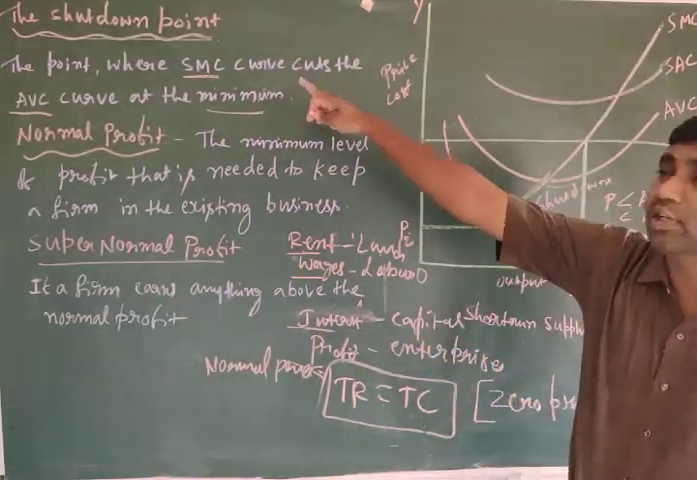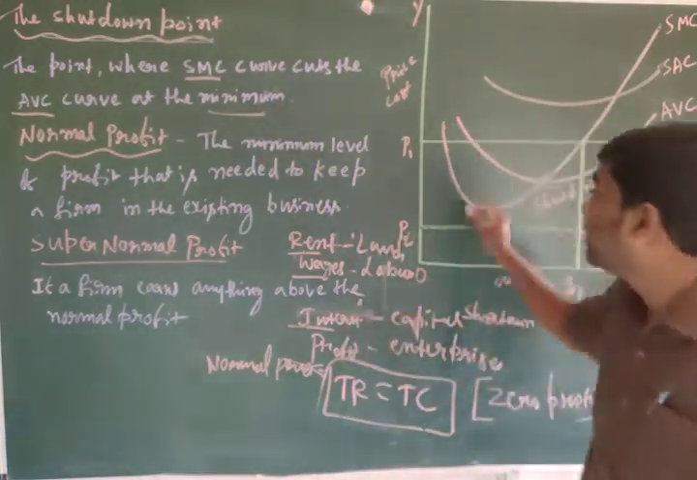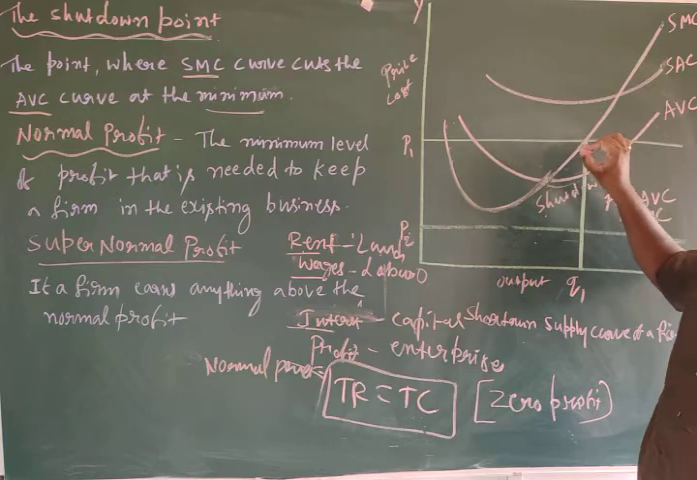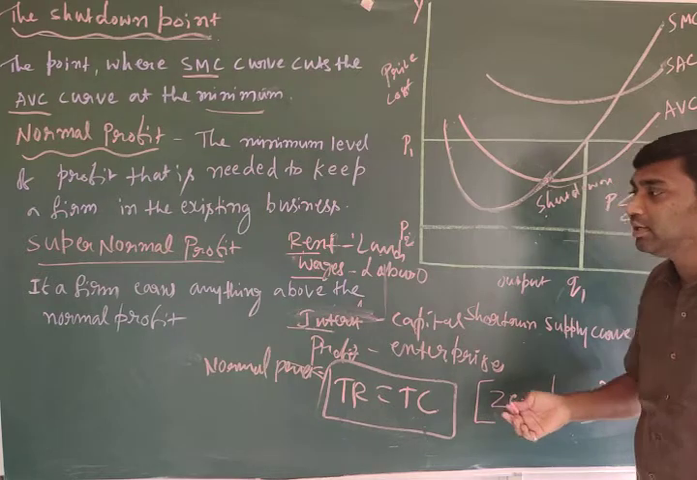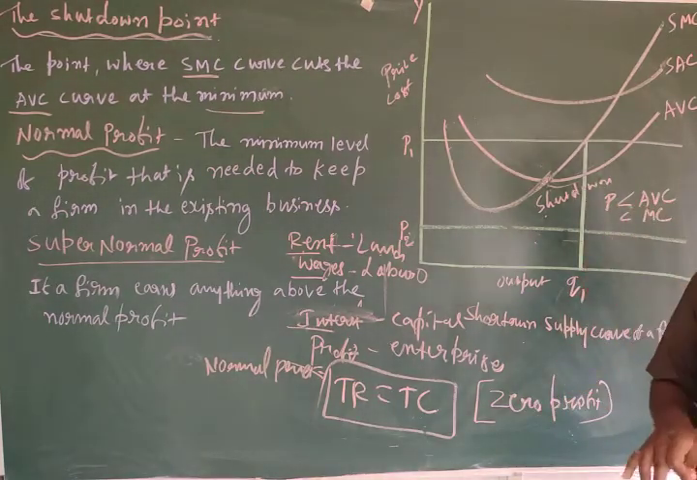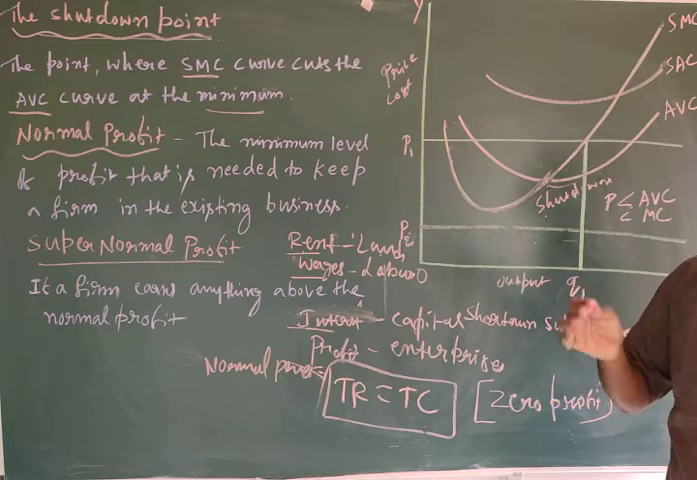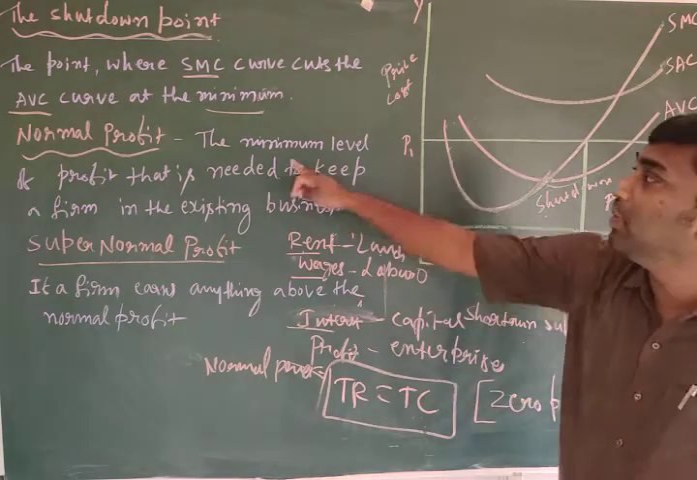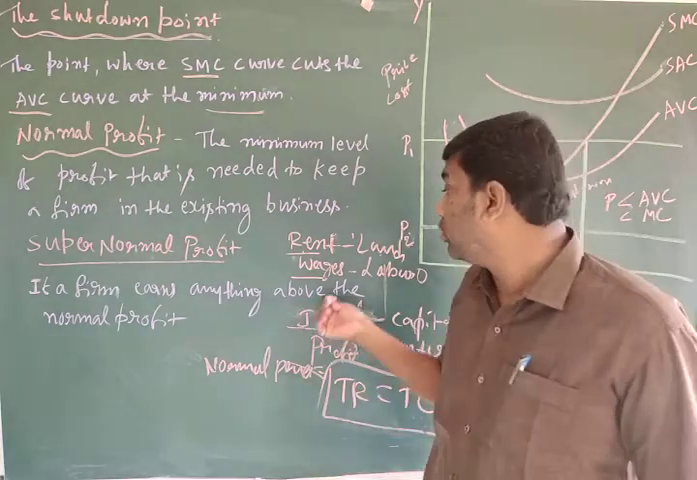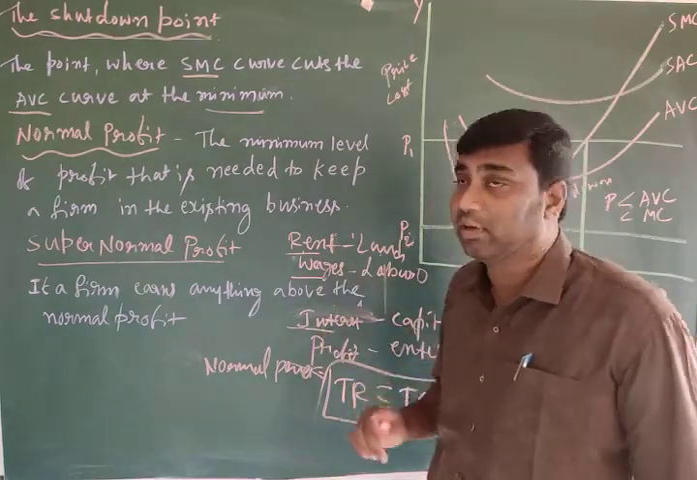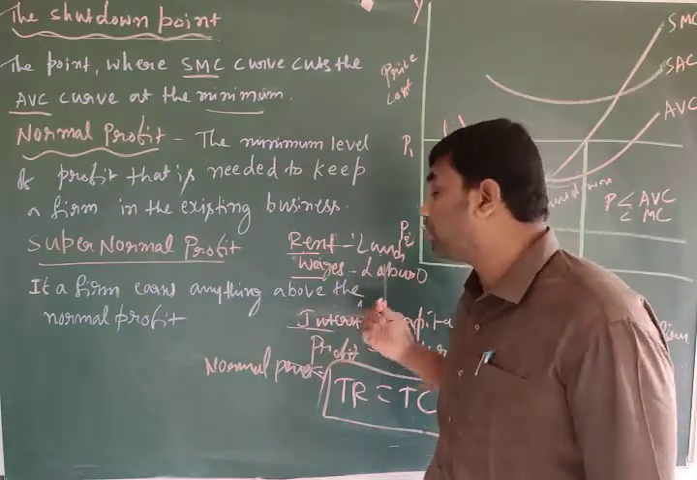Don't forget. First one is the shutdown point. Shutdown point is nothing but the point where the SMC curve cuts the AVC curve at the minimum. At the minimum, that is called only shutdown point. Normal profit is the revenue earned by the firm being sufficient to cover all its costs. Otherwise, it is the minimum level of profit that is needed to keep a firm in the existing business. For what purpose? To provide rent for the land, wages to labor, interest to capital, profit to enterprises.